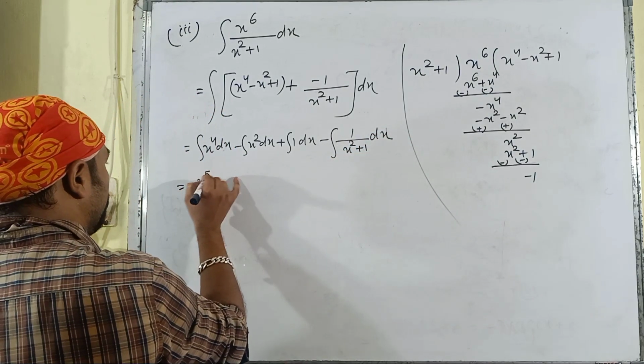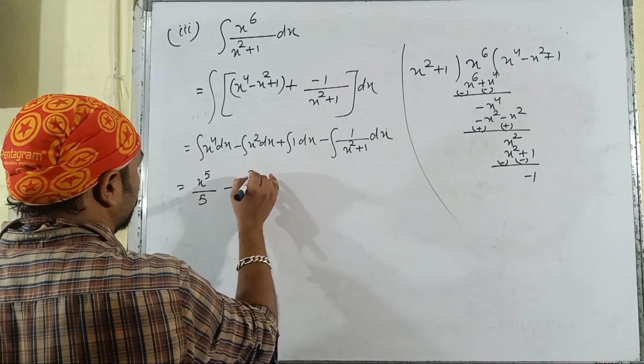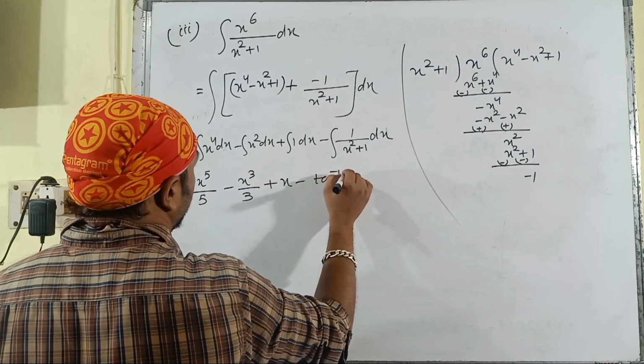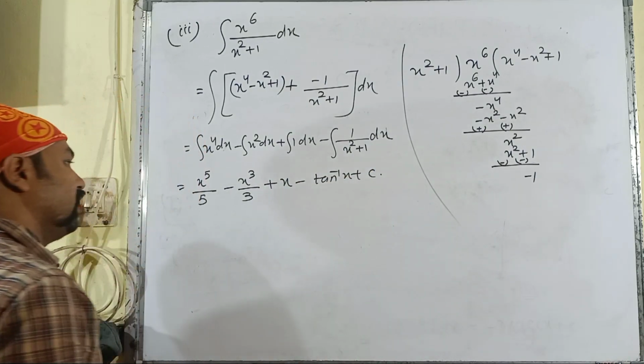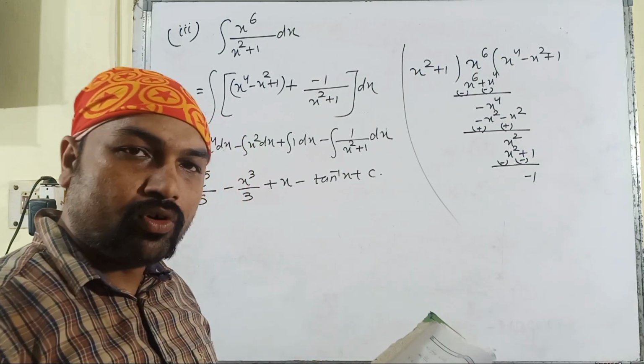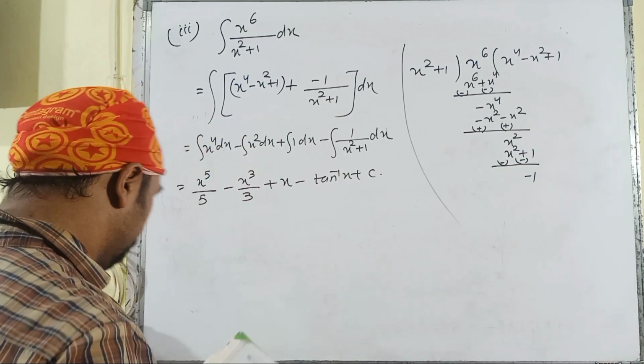Then it is x to the power 5 divided by 5 minus x cube by 3 plus x minus tan inverse x plus any constant c. And here is the solution for the third bit of number 4. Then moving to the fourth bit of number 4.